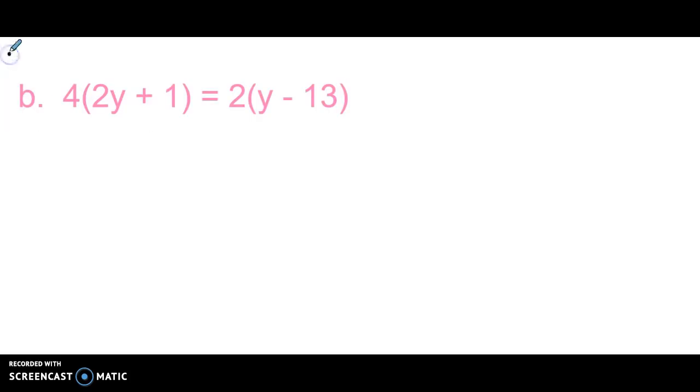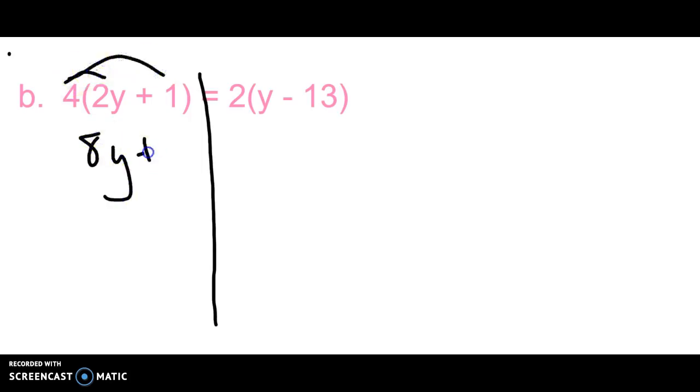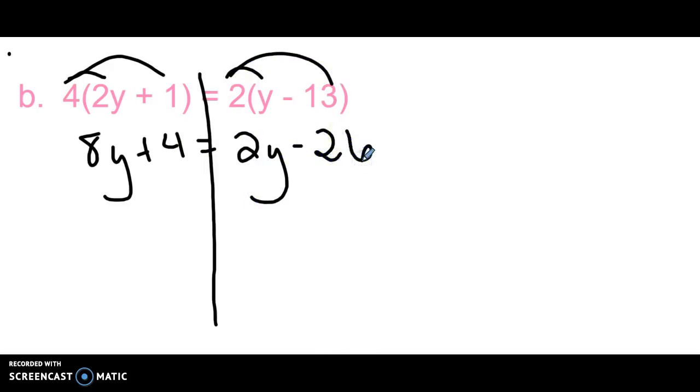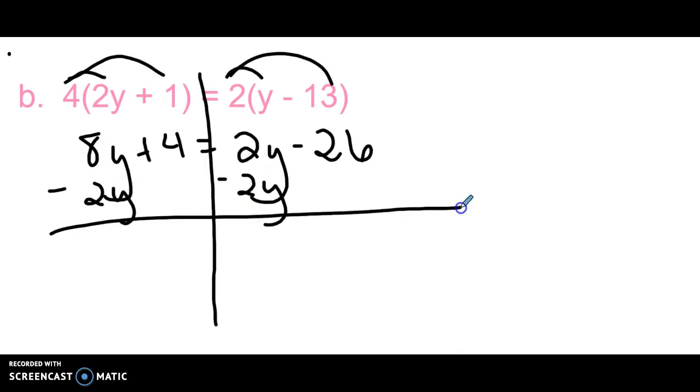Looking at the next one, we're going to simplify on the left first, and you get 8y plus 4. Simplify on the right by multiplying everything by 2, and you get 2y minus 26. You want to get the variables together, so 2 is smaller than 8, so I'm going to subtract 2y from both sides. 8 minus 2 is 6y.